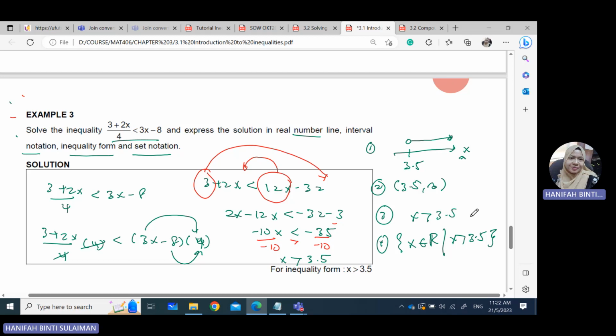Real number maksudnya dia merangkumi semua number lah. Termasuklah rational, termasuk integer, positif dan sebagainya. Okay, so x adalah real number such that apa keadaan dia? Keadaan x adalah greater than 3.5. So this one in the set notation. Okay. Right. Ada soalan lagi?